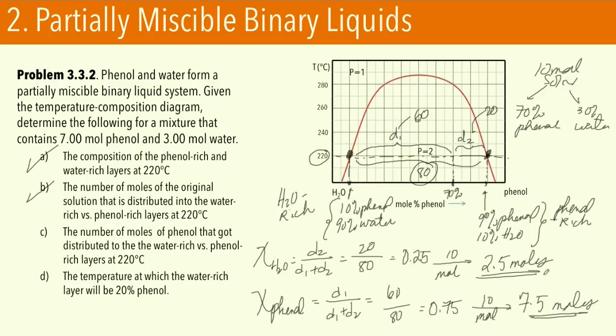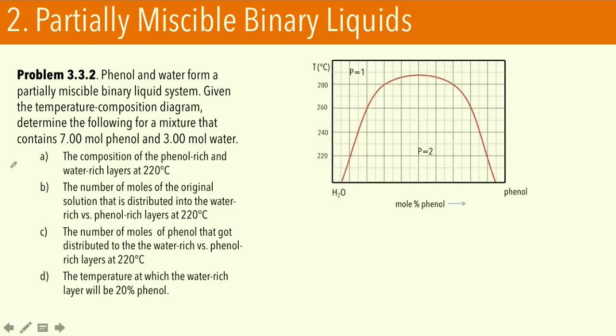We can still use the same values over here to calculate C. C is asking for the number of moles of phenol that got distributed into the water-rich versus phenol-rich layers. So we could use the compositions of our phenol-rich and our water-rich layers and the number of moles of solution that got distributed into those layers to calculate C. So let's just move on to a fresh slide over here.